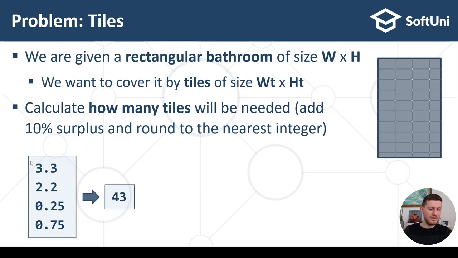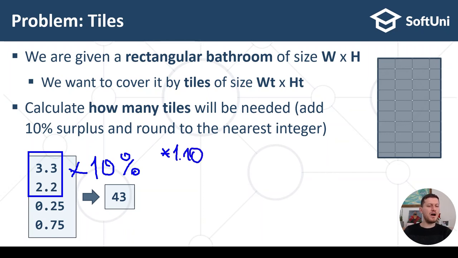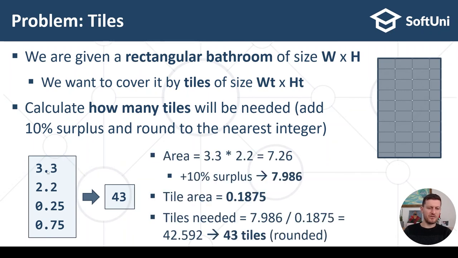Okay, so how to calculate this? If we calculate the area, and if we calculate the tile size, and if we multiply the area plus 10%, which is multiplied by 1.10, okay, we will calculate the area. It's given here. So the area of the bathroom is 3.3 meters by 2.2 meters, which its area is 7.26. When we add 10% surplus, we'll get 7.986 square meters. Let's assume it's meters. It could be inches or foot or something else, but square meters works well.